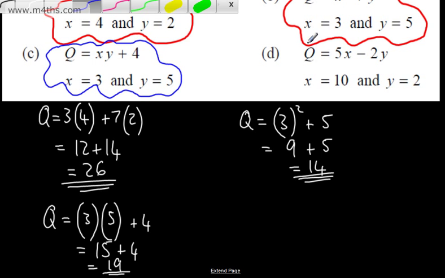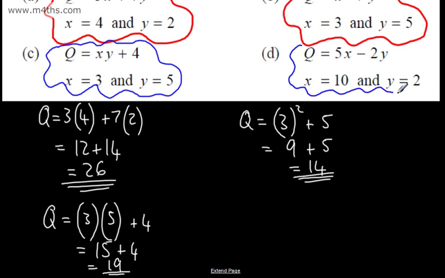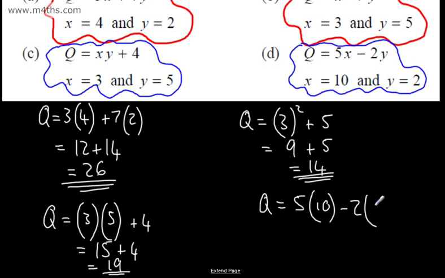We've got Q is equal to 5x minus 2y. So all I'm going to do is simply substitute these in. So I'm going to say now that Q is going to be equal to 5 lots of x, which is going to be 10, minus 2 lots of y, which is going to be 2. This is going to give me 50. This is going to give me 4, which is going to give me 46.